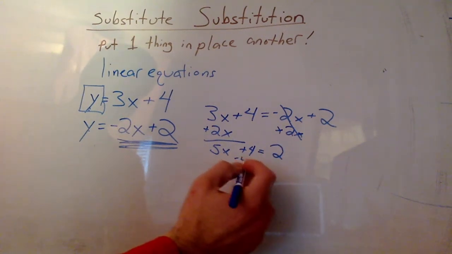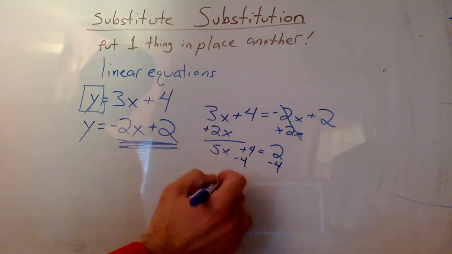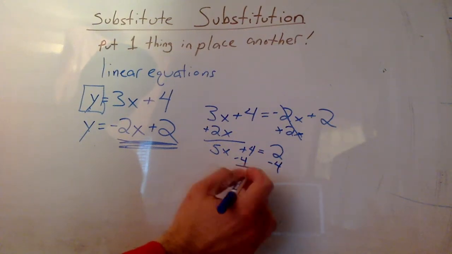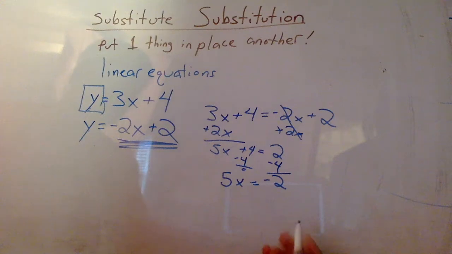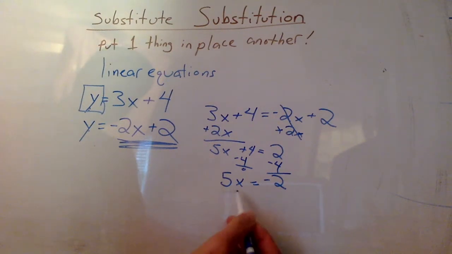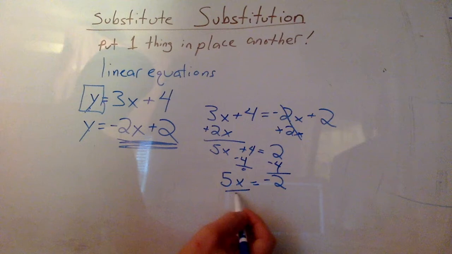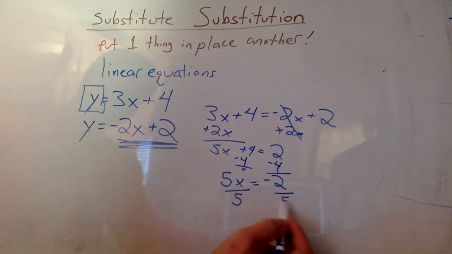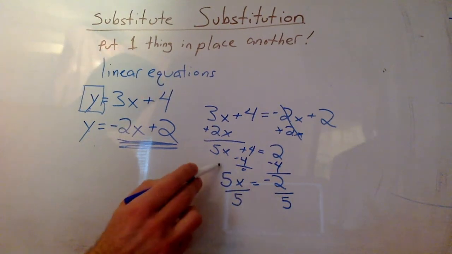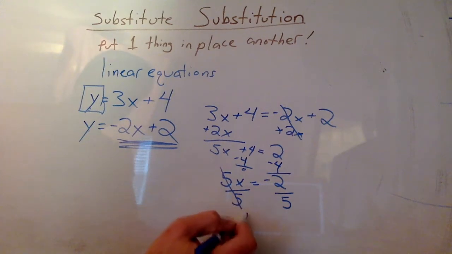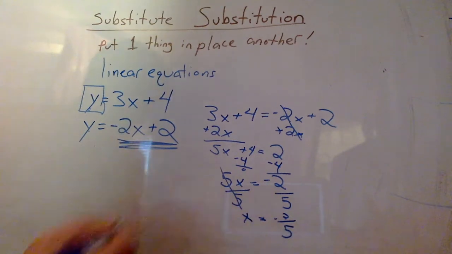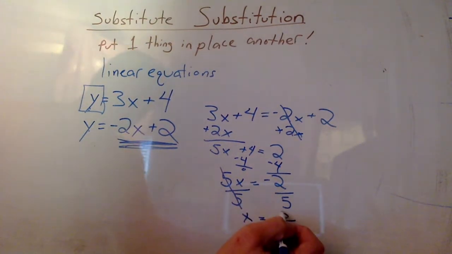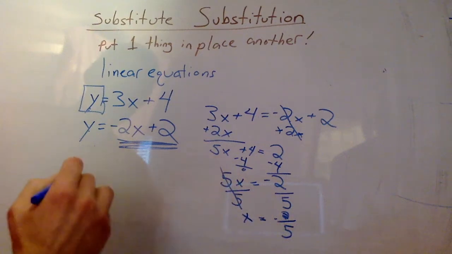So now I'm going to subtract 4 from both sides. 5x, 4 minus 4 is 0. 2 minus 4 is negative 2. And now finally, to solve for 1x, if 5x equals negative 2, divide both sides by 5, keep it in balance. 5 divided by 5 is 1. So I'm left with 1x equals negative 2 fifths. So x equals negative 2 fifths.